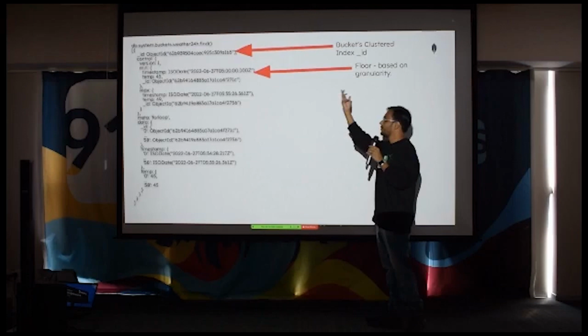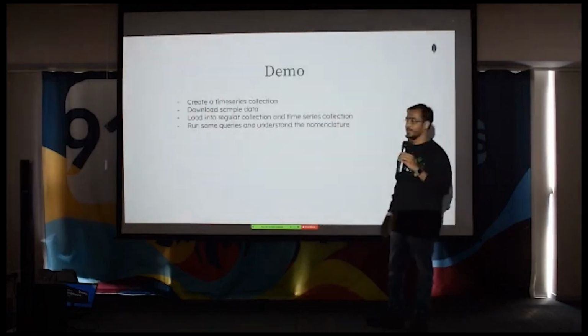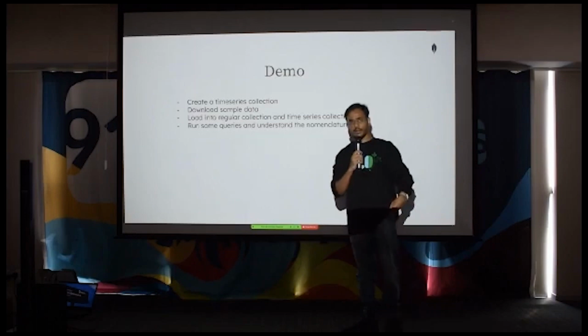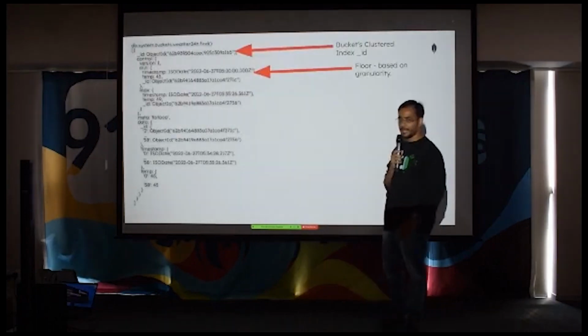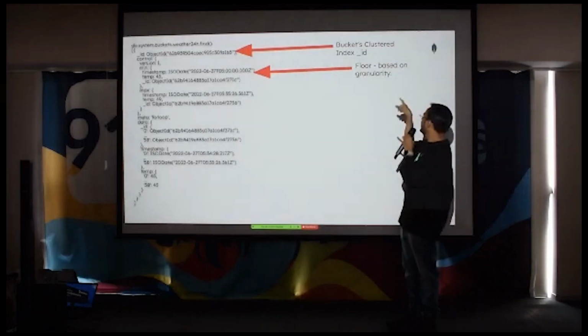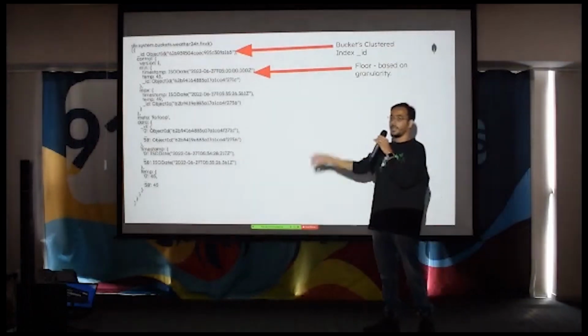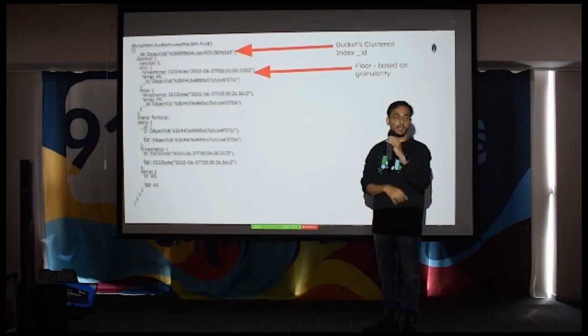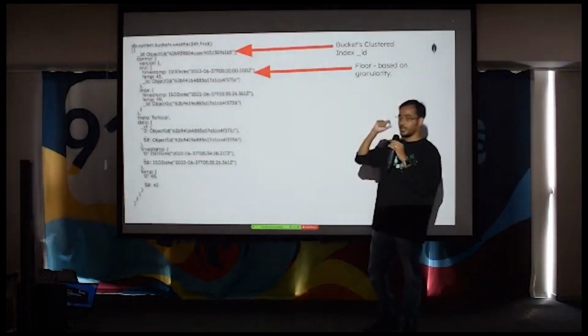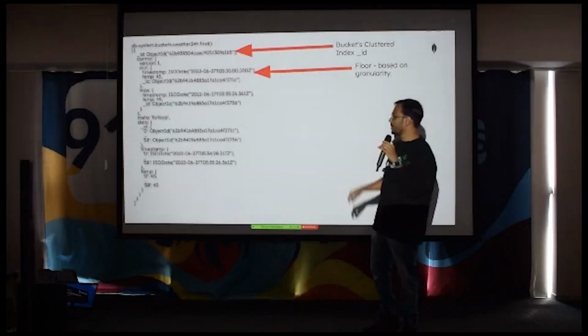The underscore ID is just like a clustered index. In a normal regular MongoDB collection, underscore ID is created by default, and here it will be the timestamp, based on how we created the granularity. Based on that, each individual timestamp or meta field will have that particular information.